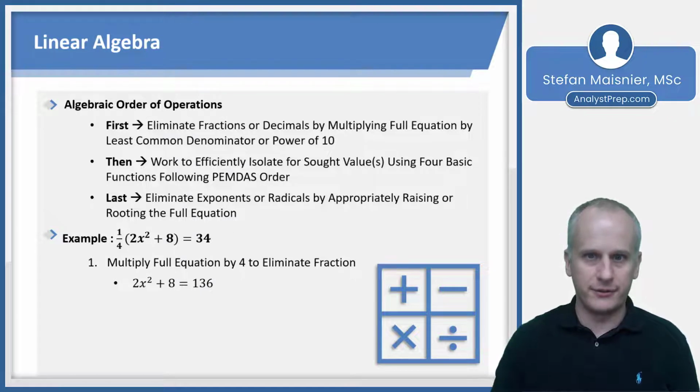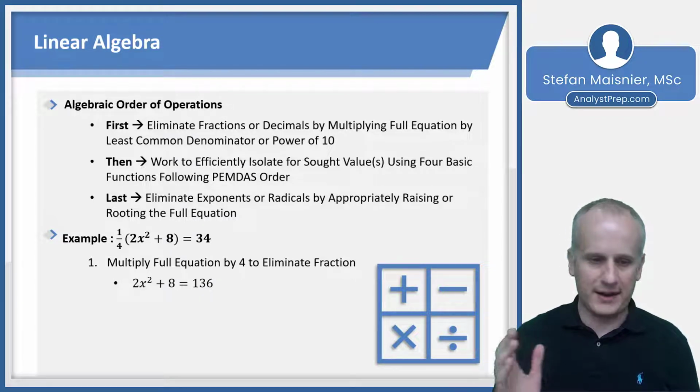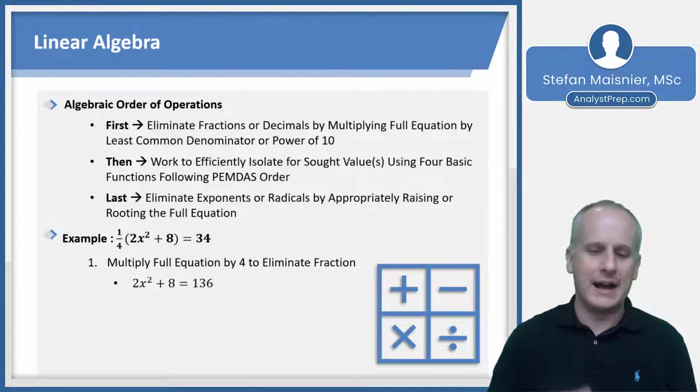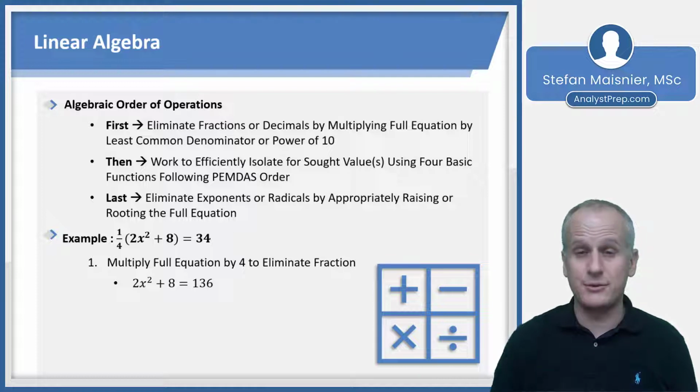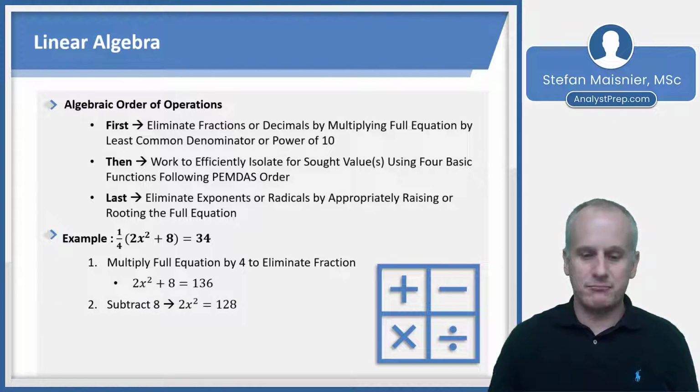Again, always look for those mental math shortcuts. I know 30 times 4 is easy. I know 4 times 4 is easy. Just add those two things together rather than trying to do 34 times 4 at the outset. Then we're just going to subtract 8. We then have 2x squared is equal to 128.